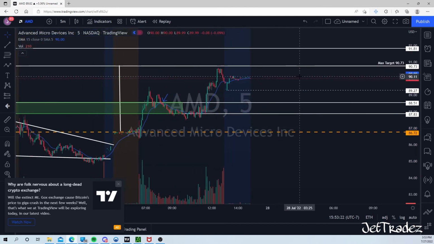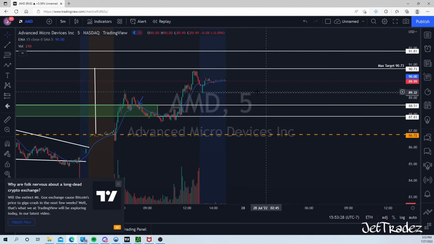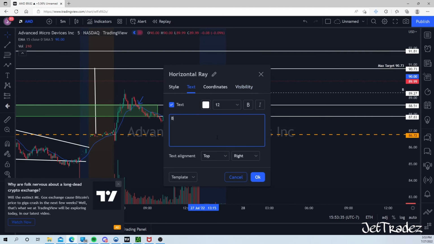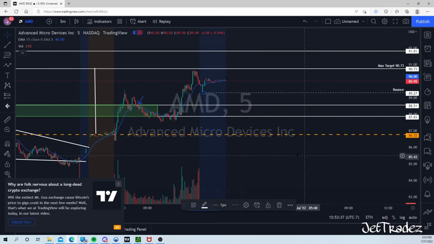So I'm just waiting on what's going on. So far, it looks good. Nice closure. Still creating higher lows, higher highs. So this will be a nice bounce to still stay at a higher low. 89.27 will be a nice bounce section for this. And I will leave it like that.